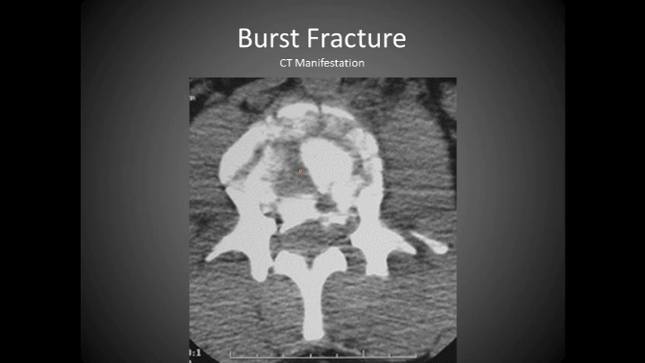Here's what an axial scan of a burst fracture looks like. Notice we have all kinds of fragmentation. We have fragmentation inside going into the spinal cord. We have all of these fractures.